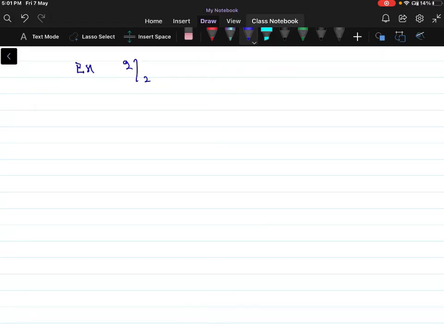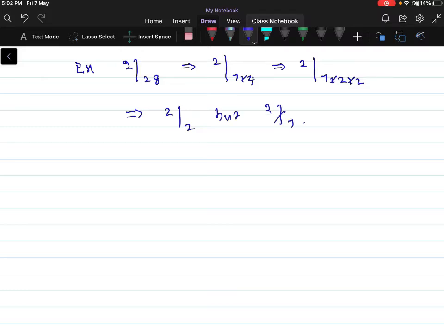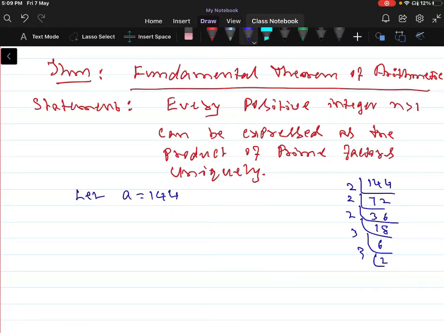Example, 2 divides 28, so this implies 2 divides 7 into 4, 7 fours are 28, or this implies 2 divides 7 into 2 into 2. So here 2 does not divide 7, but 2 divides 2 here. So this implies 2 divides 2, but 2 does not divide 7. So now we'll move to the important theorem, that is the fundamental theorem of arithmetic.